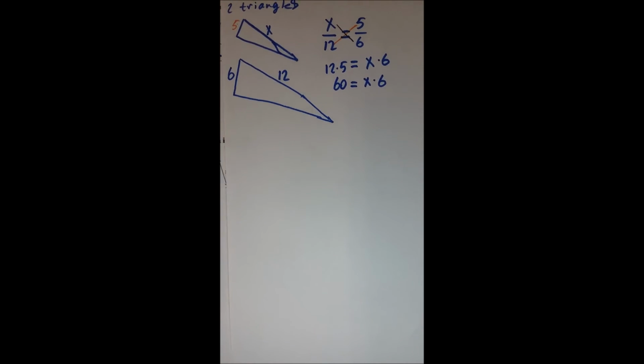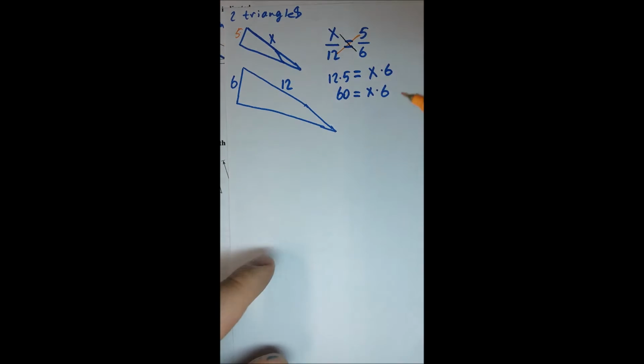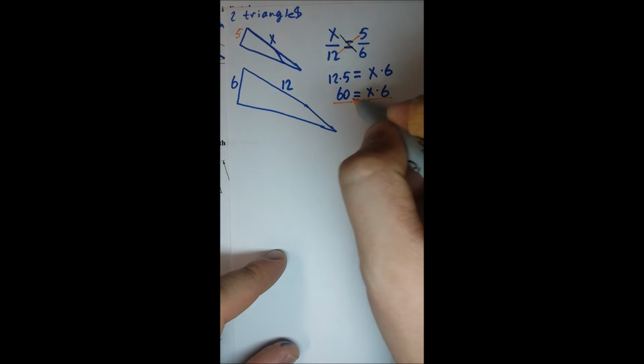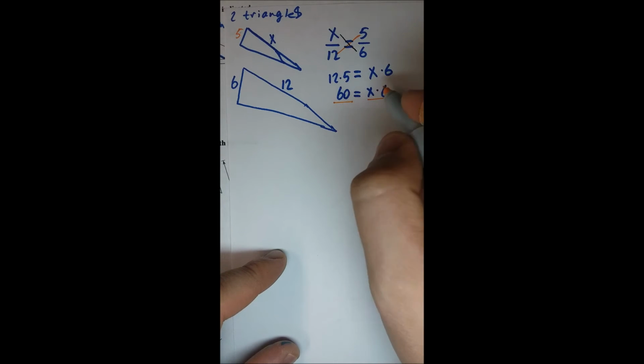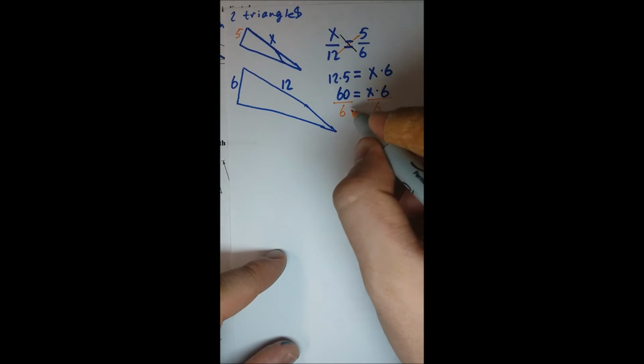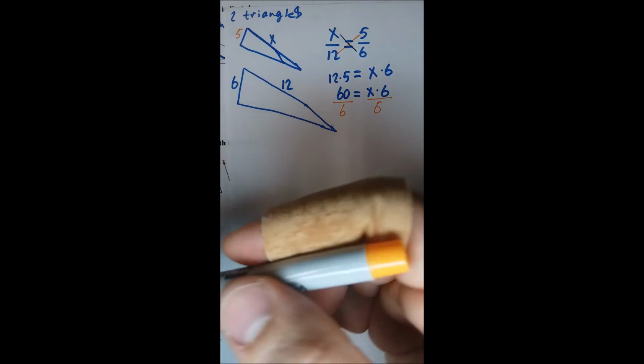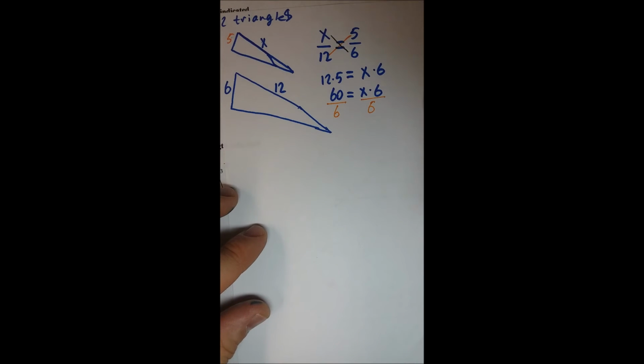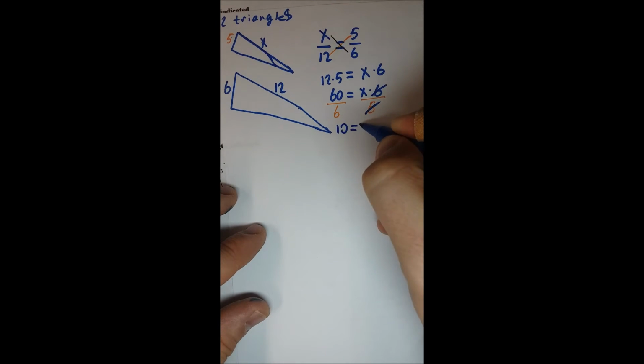And now to solve for x, you do division by whatever is attached to x. In this case it is 6. So divide by 6 on both sides, and you're going to get 60 divided by 6, 10 equals x, or x equals 10.